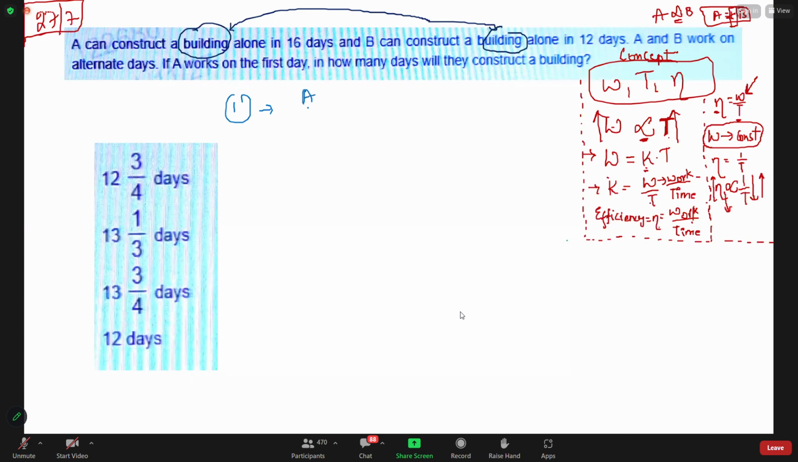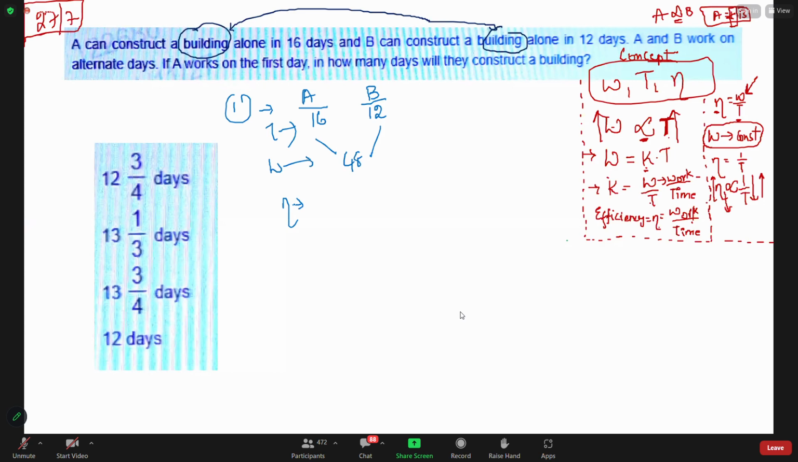Okay. So I'm just noting down the data on the screen. Everyone, please have some concentration here. So A can build a wall in 16 days and B can build the same wall in 12 days. Okay, clear? We take the LCM of these two, which is 48. This is time. This is work. Clear? Now we need the efficiency.